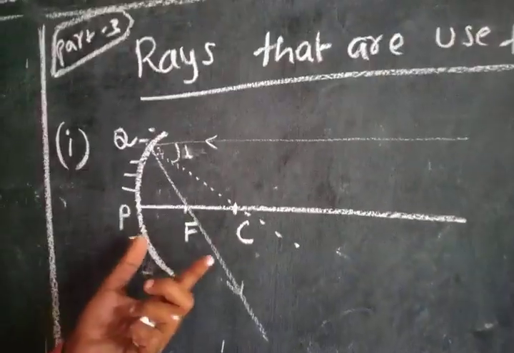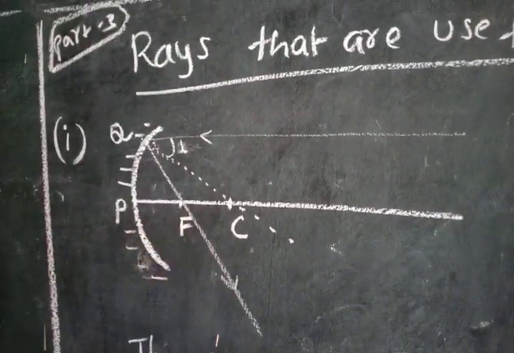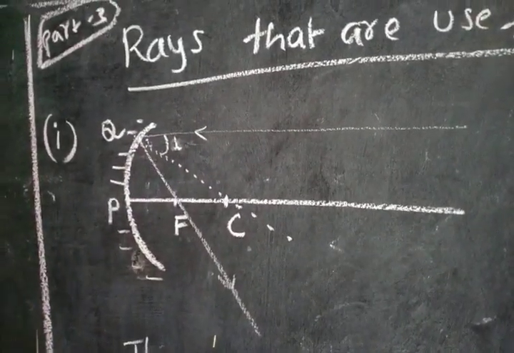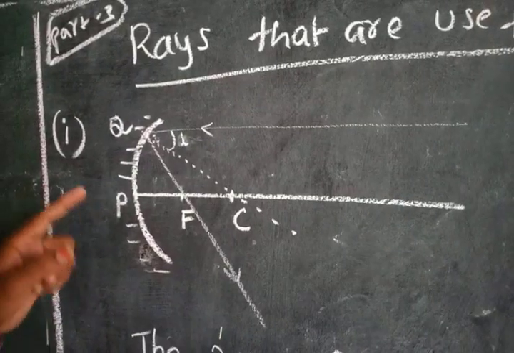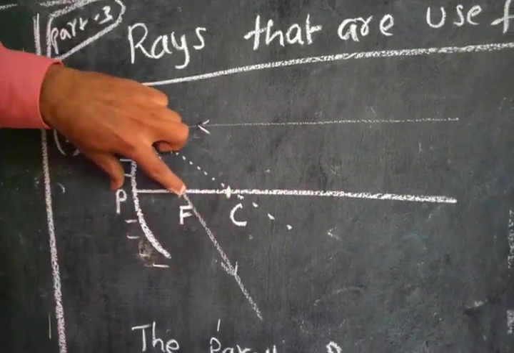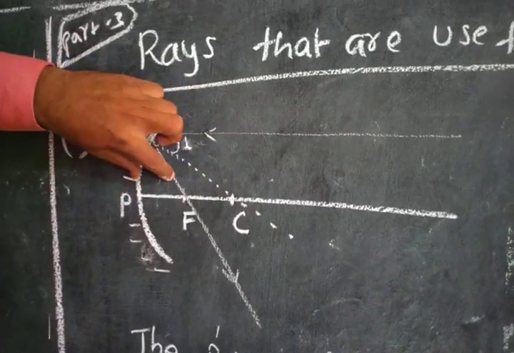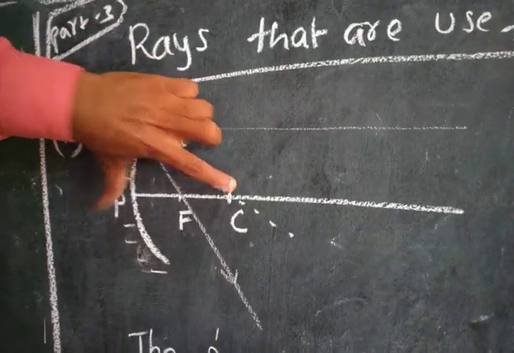Why am I repeating the P, F, C names? Because they are very important in this lesson. That's why we have to know about P, F, C and the distance between PF and the distance between PC, the focal length and radius of curvature.